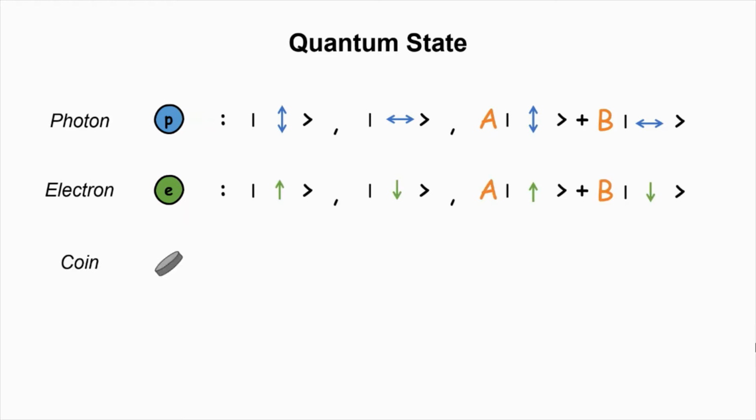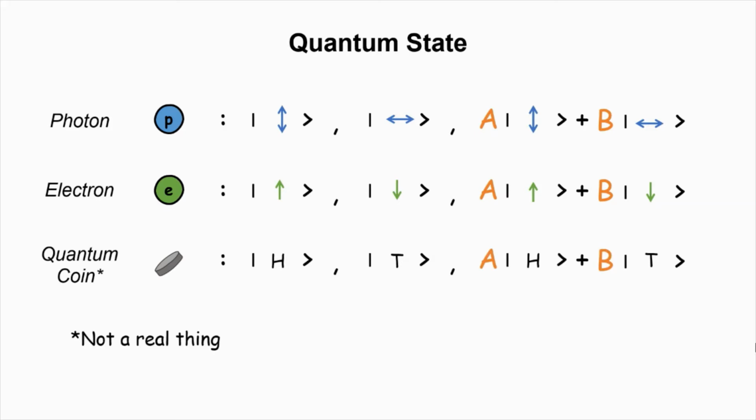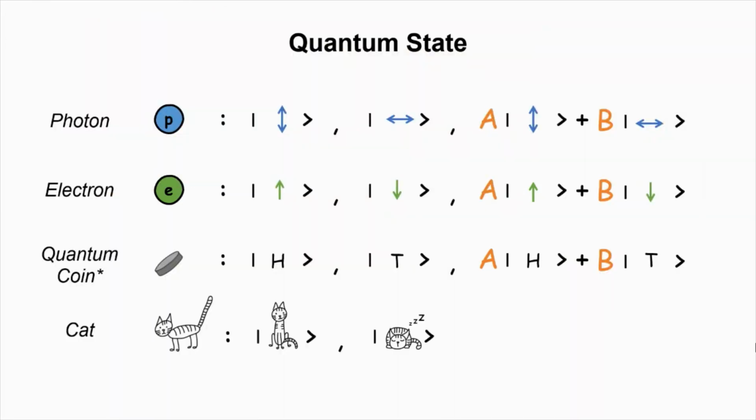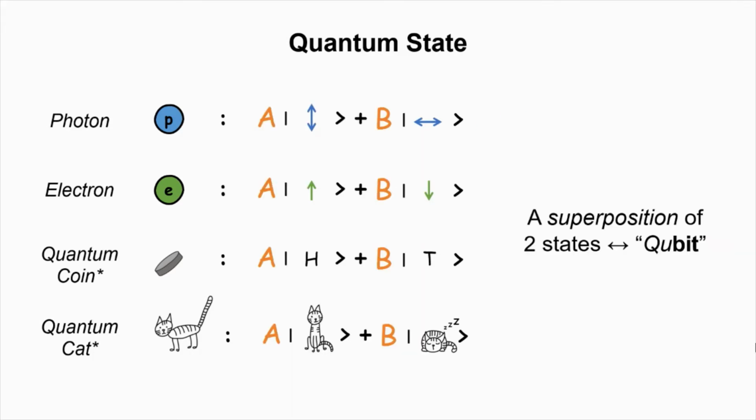A coin can come up heads or tails, but a quantum coin, which is not really real, can be in a superposition. And since we're talking about the internet, my cat is either awake or asleep, but his much cooler sister, Quantum Cat, can be in a superposition. For our purposes, this superposition is what makes a particle or object quantum. And when only two states are involved, we call these quantum objects qubits.